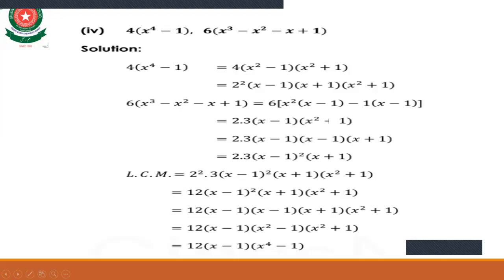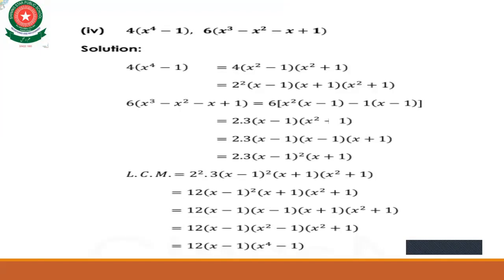Okay, here is 6x cube minus x square. You may know that here x square is common, remaining is x minus 1, and in x minus 1 is common, remaining will be x minus 1. The common factor is x minus 1, remaining will be x square minus 1. You can write x square minus 1 as x minus 1 into x plus 1, by opening the formula of a plus b into a minus b. So you can write it as x minus 1 whole square into x plus 1.